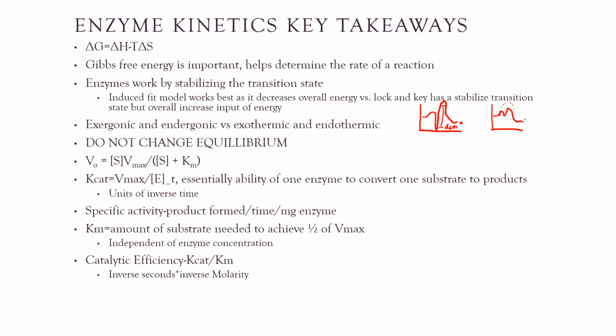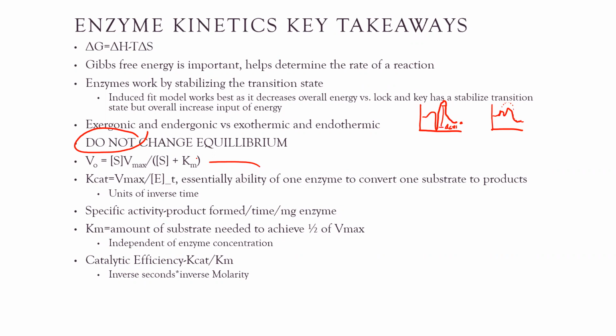Exergonic versus endergonic, we talked about that. Do enzymes change equilibrium? No, they do not. You guys got that equation: Kcat is Vmax over the concentration of enzyme. This is basically just the turnover number, okay? When you see Kcat, think of turnover number.